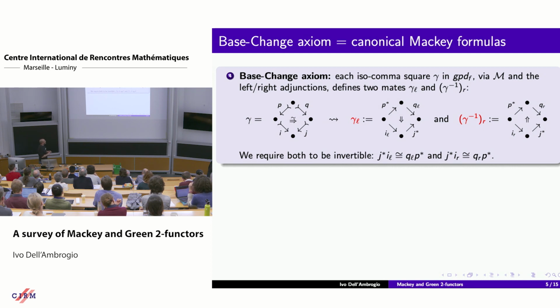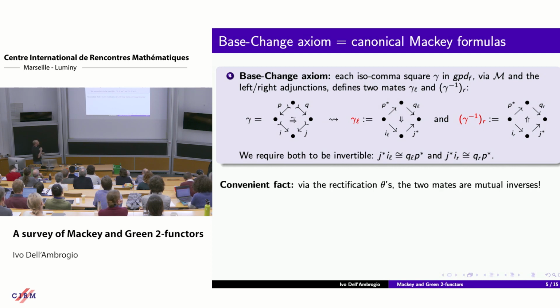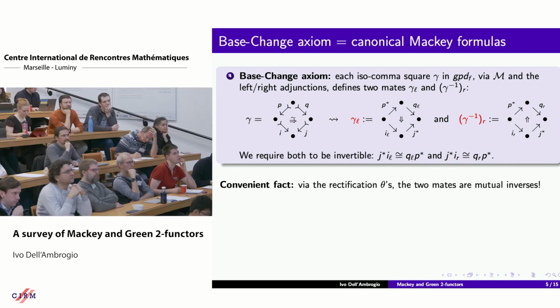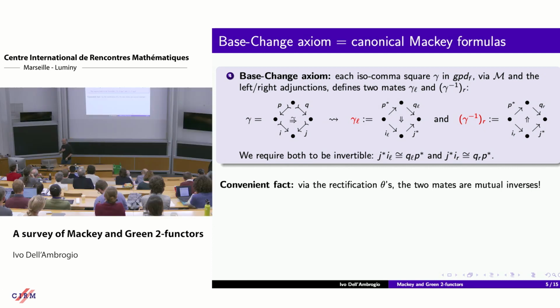Now, the convenient fact is that via the rectification thetas, these canonical identifications of left and right adjoints, the two mates become mutually inverse to each other. Now, if you are used to doing correspondences in algebraic geometry or anywhere, this never happens. You have some mate which is invertible, but you don't get for free a formula for the inverse, right? Sometimes you see it explicitly, sometimes not, sometimes it's just impossible. Here, it's part of the machine. You always know how to construct the inverse to these base change maps.